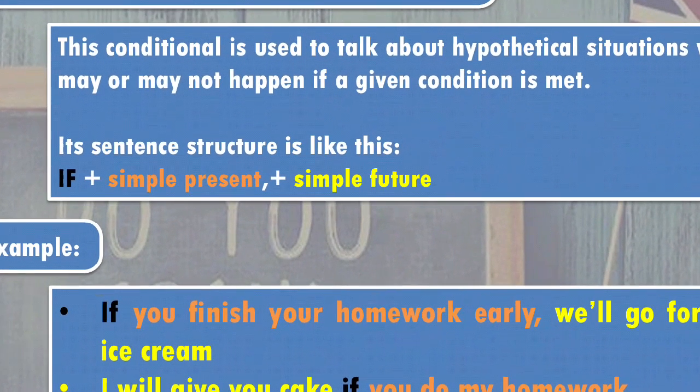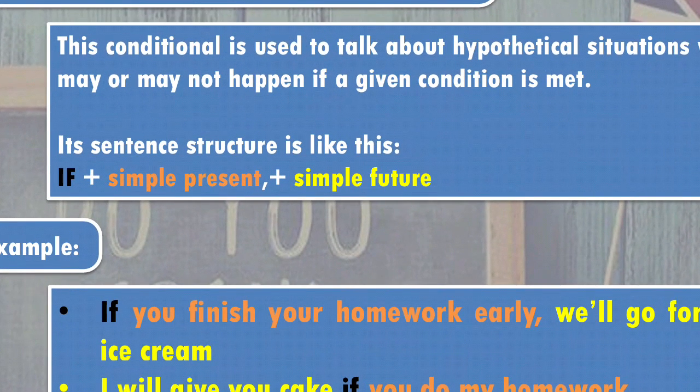Its sentence structure is like this. We need if, a sentence in simple present, and a sentence in simple future. Como dijimos con el conditional cero, este tipo de oraciones son compuestas, lo que quiere decir que necesitaríamos una oración en presente simple y una oración en futuro simple.